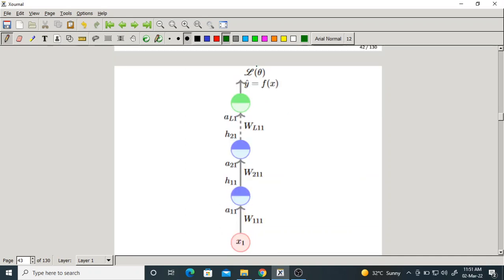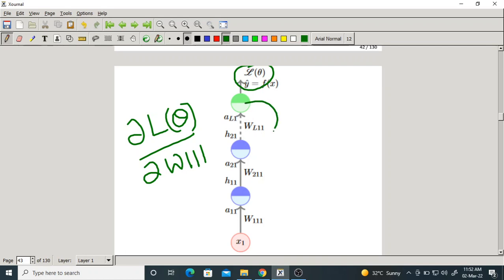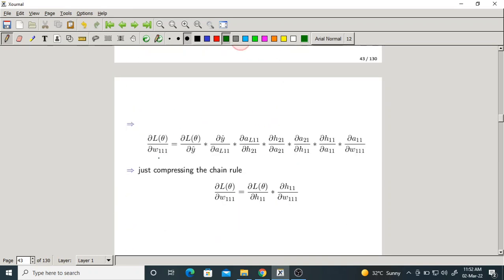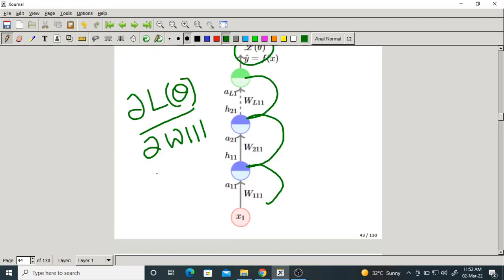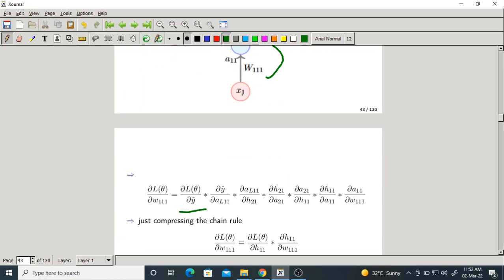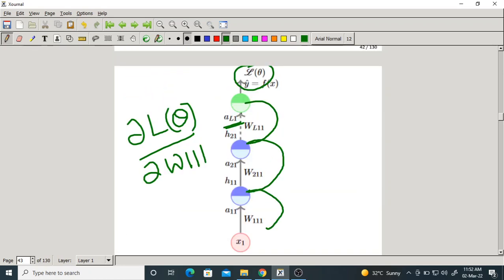If I want dou L theta by dou W111, what do we do? We propagate in this way as a chain. First, dou L theta by dou y cap. Next, dou y cap by dou AL11. Here I have written AL1, which is actually a vector. So it should have AL11, 1, 2, so many elements.